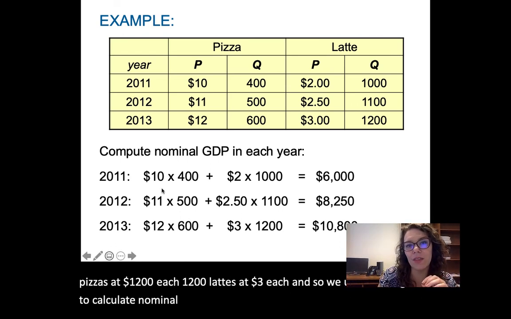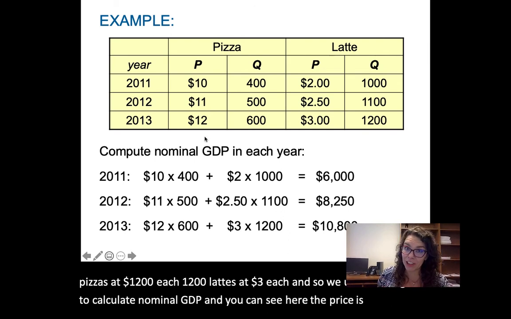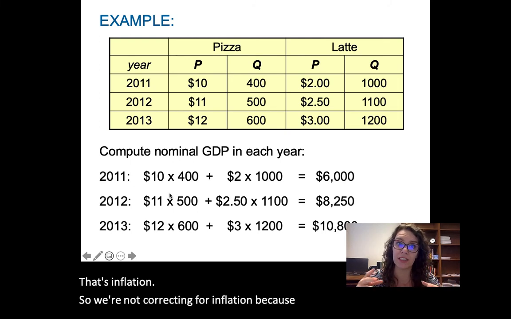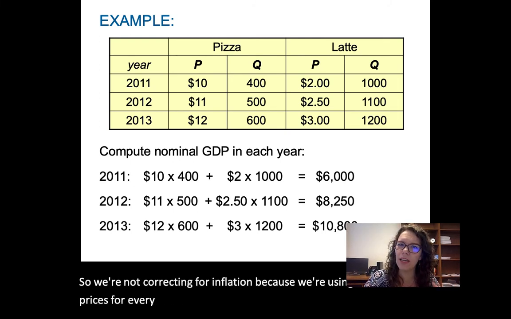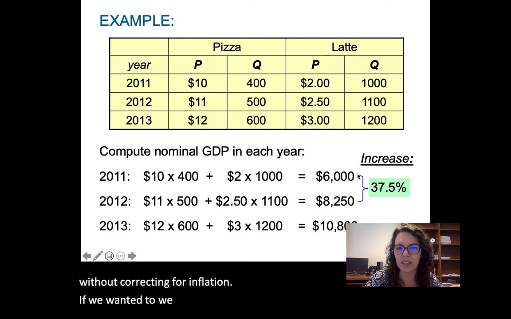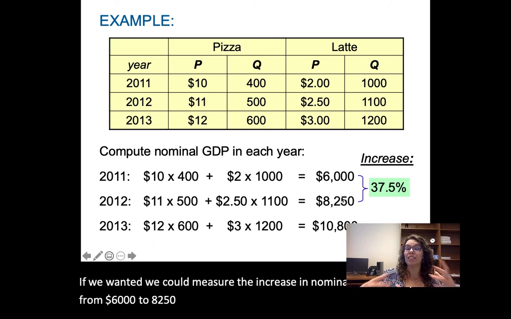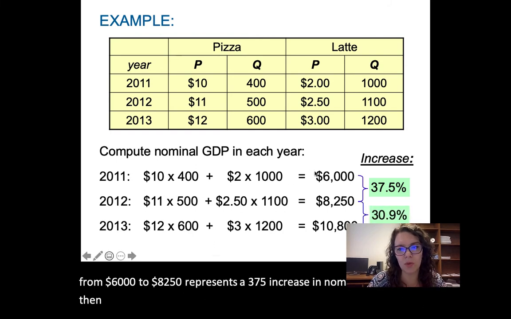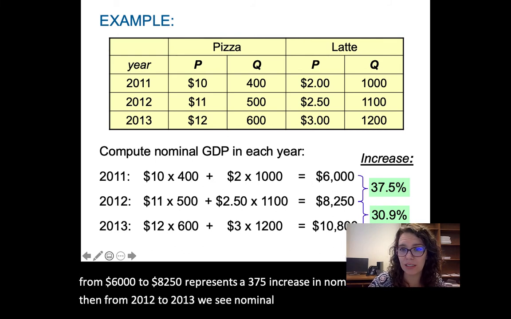And you can see here, the prices going up, that's inflation. So we're not correcting for inflation because we're using the current prices for every year, and we're just saying, okay, well, this is nominal GDP without correcting for inflation. If we wanted to, we could measure the increase in nominal GDP and say, okay, well, from $6,000 to $8,250 represents a 37.5% increase in nominal GDP. And then from 2012 to 2013, we see nominal GDP go up by another 30.9%.